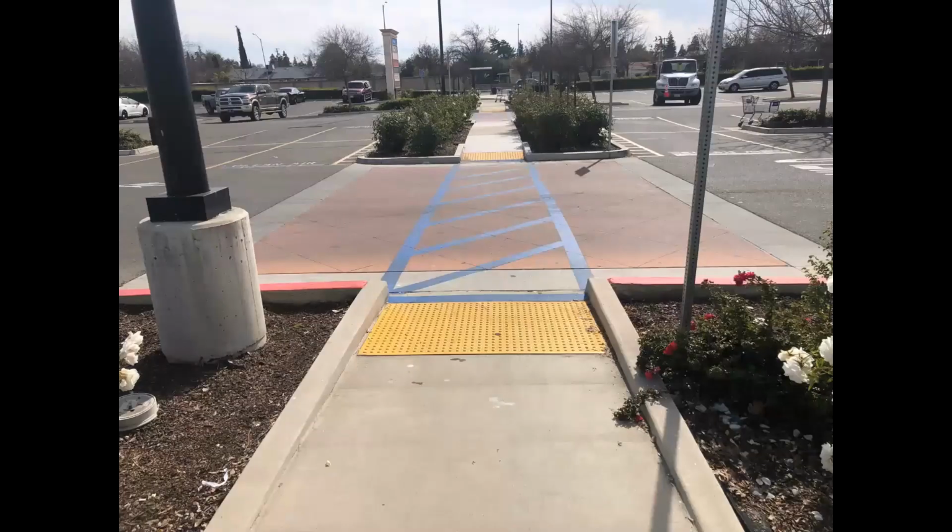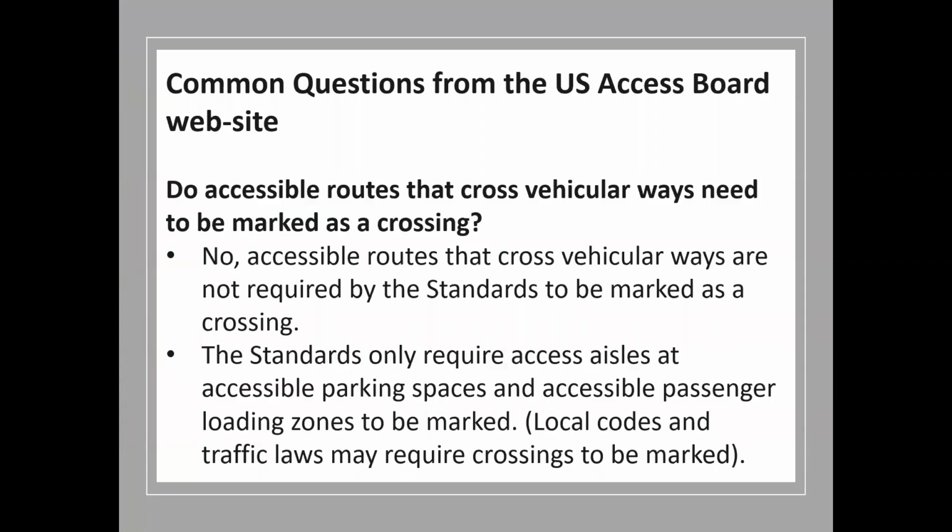And here's another example of a marked crossing. Here's a common question from the U.S. Access Board website. Do accessible routes that cross vehicular ways need to be marked as a crossing? No, accessible routes that cross vehicular ways are not required by the standards to be marked as a crossing. The standards only require access aisles at accessible parking spaces and accessible passenger loading zones to be marked. Local codes and traffic laws may require crossings to be marked.